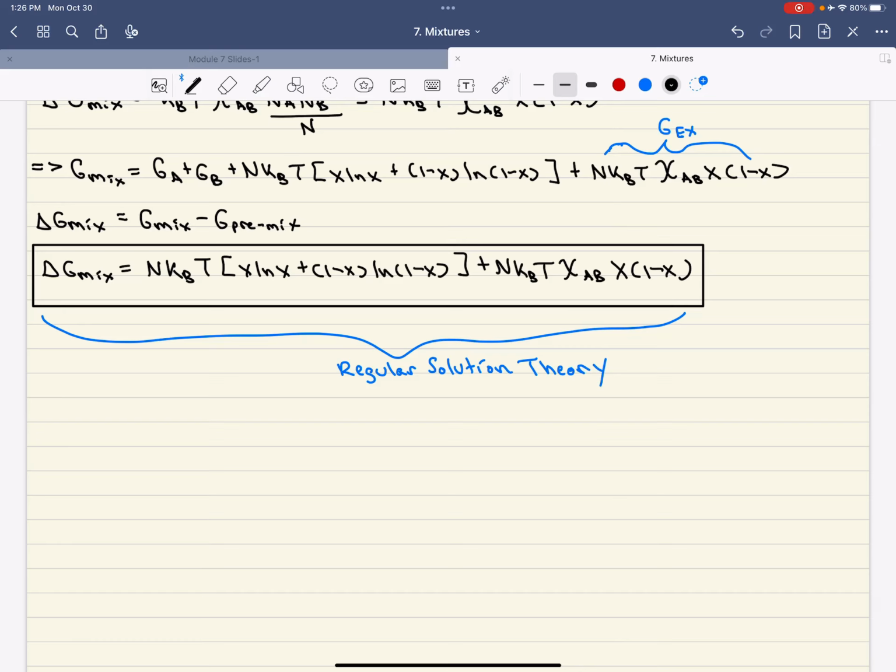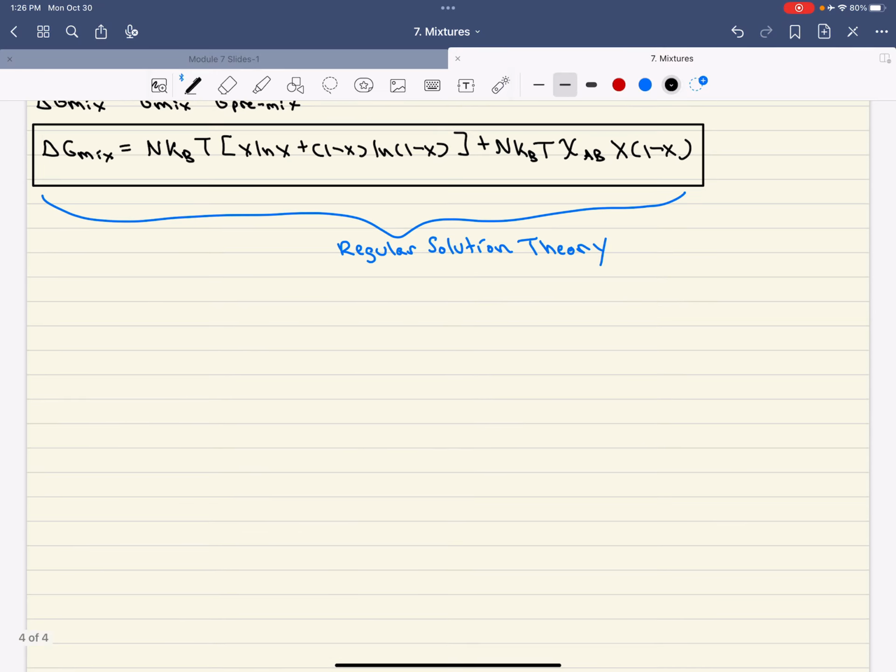So now that we've derived the regular solution theory for describing the Gibbs energy of a concentrated mixture, in order to accurately describe the phase behavior, we're going to want to use that regular solution theory to derive a model to describe the Gibbs energy or the chemical potential of the system. And so for the chemical potential for species A, it's just going to be G mix, the partial derivative of that with respect to the number of A molecules.